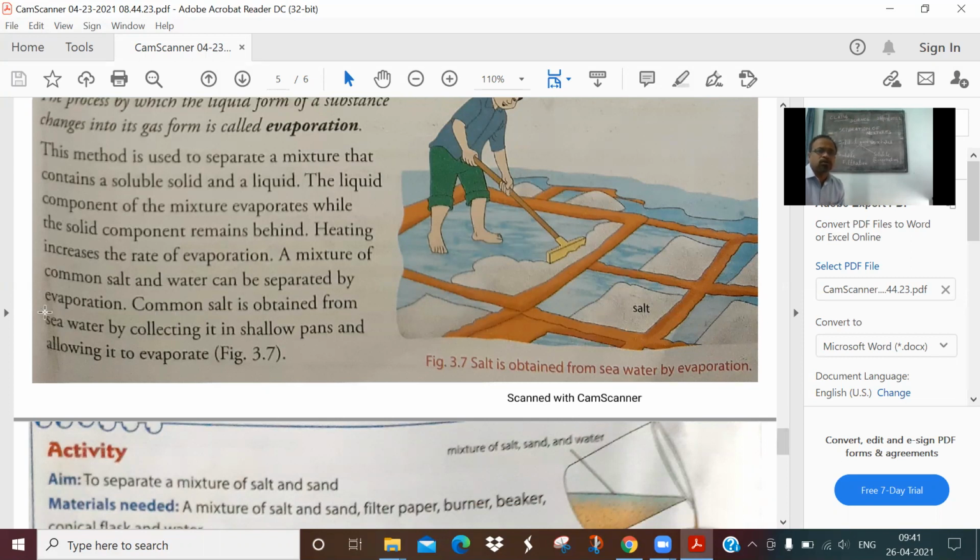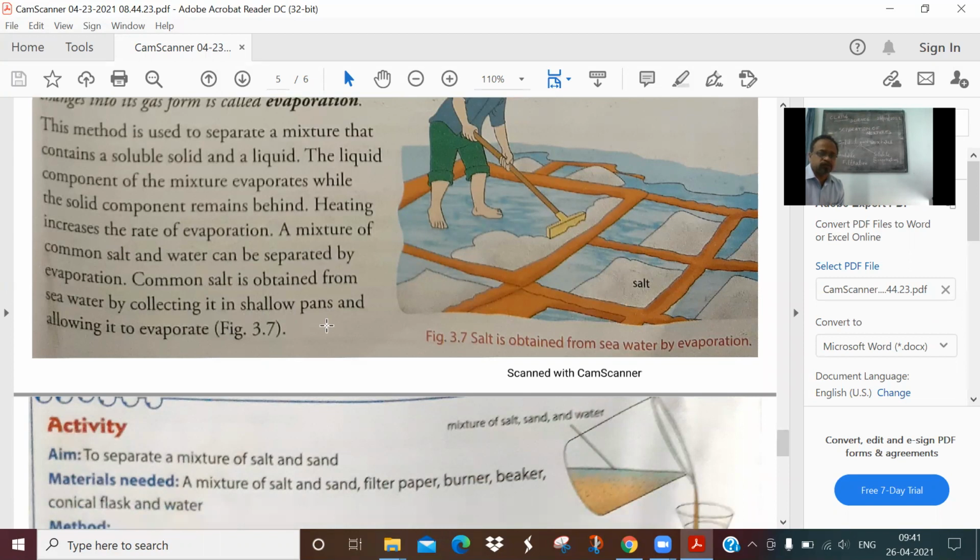A mixture of common salt and water is separated by evaporation. Common salt is obtained from seawater by collecting it in shallow pans and allowing it to evaporate. So this is how salt and water are separated in a commercial manner also. Commercial means large scale. Now that is about how to separate a soluble solid from a liquid.